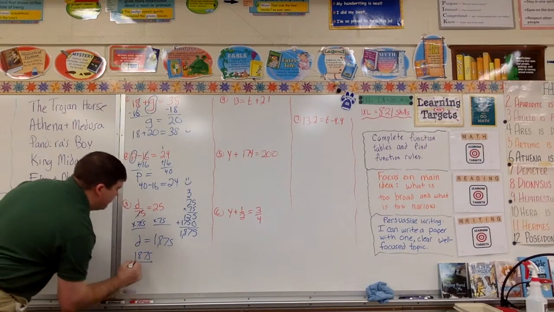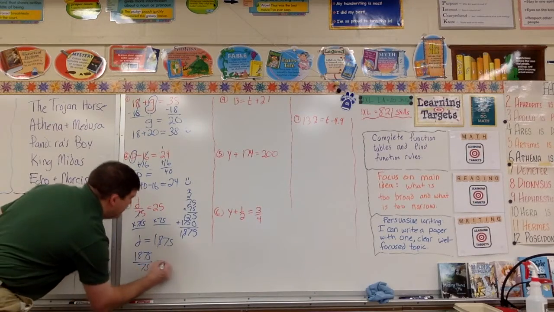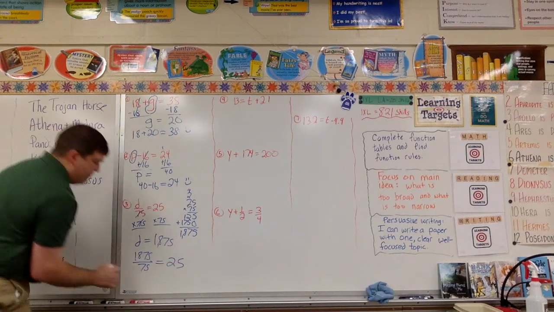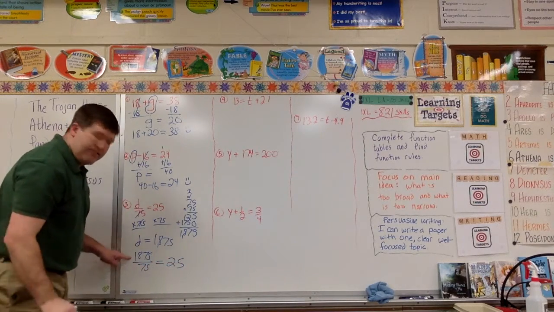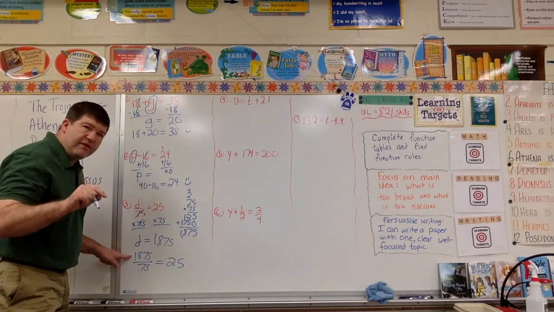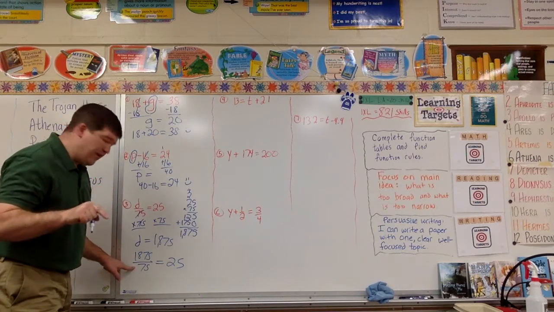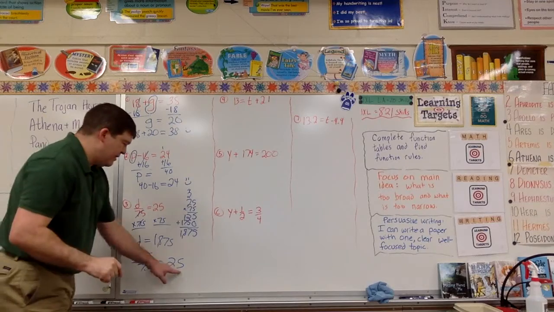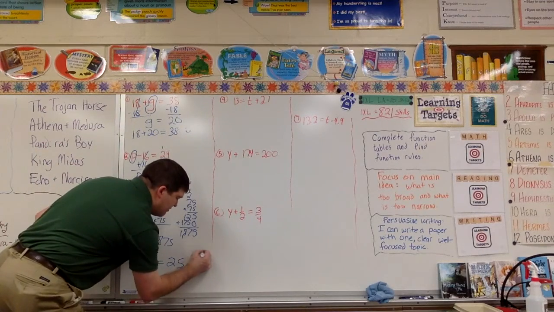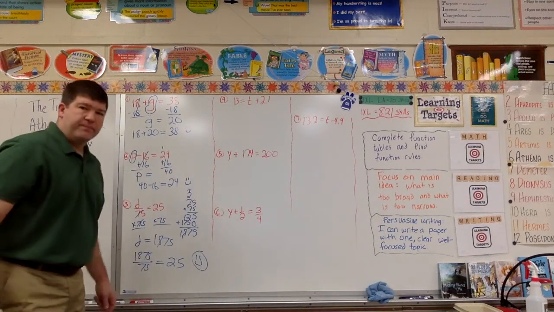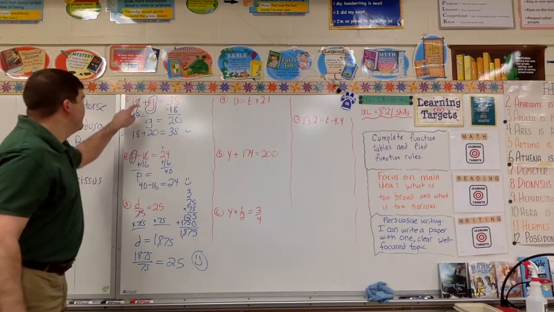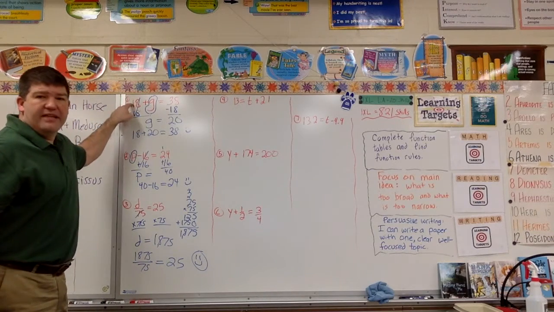1875 divided by 75 equals 25. I'm going to do that on my calculator. I'm going to plug in 1875 divided by 75 equals, and you will see that it does equal 25, and you're good. Okay? So on these 3, I had a positive 18 I needed to get rid of.